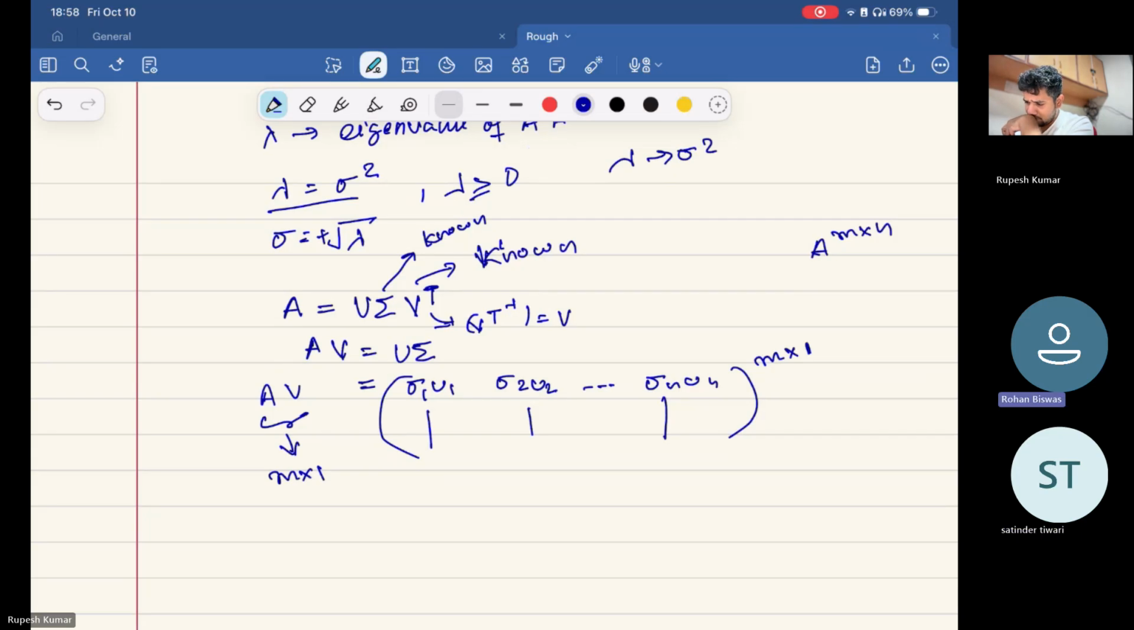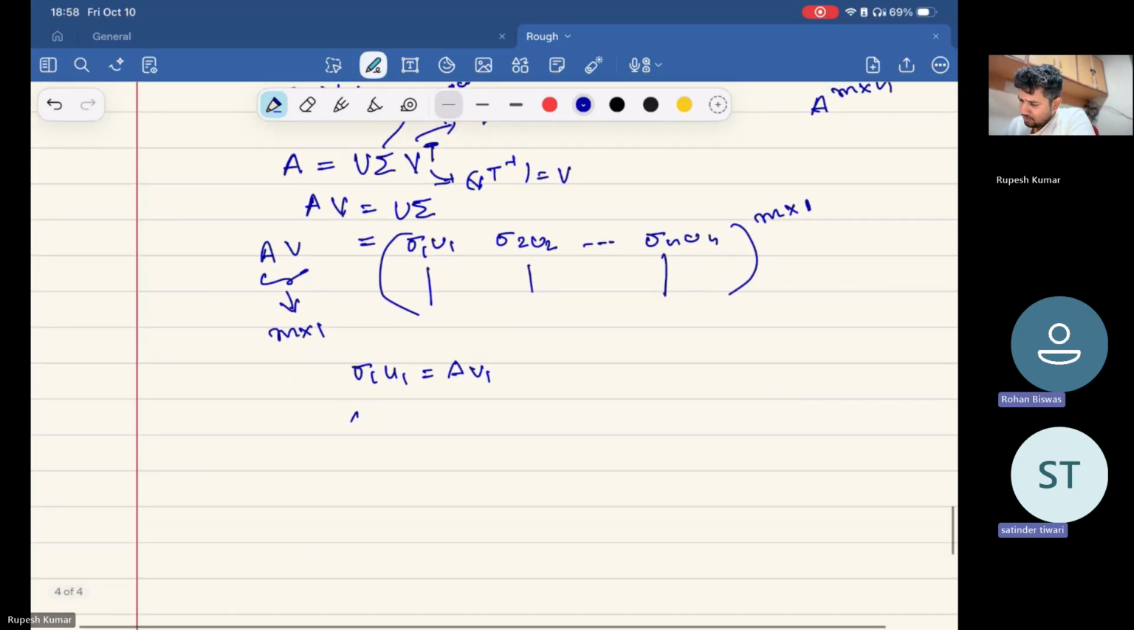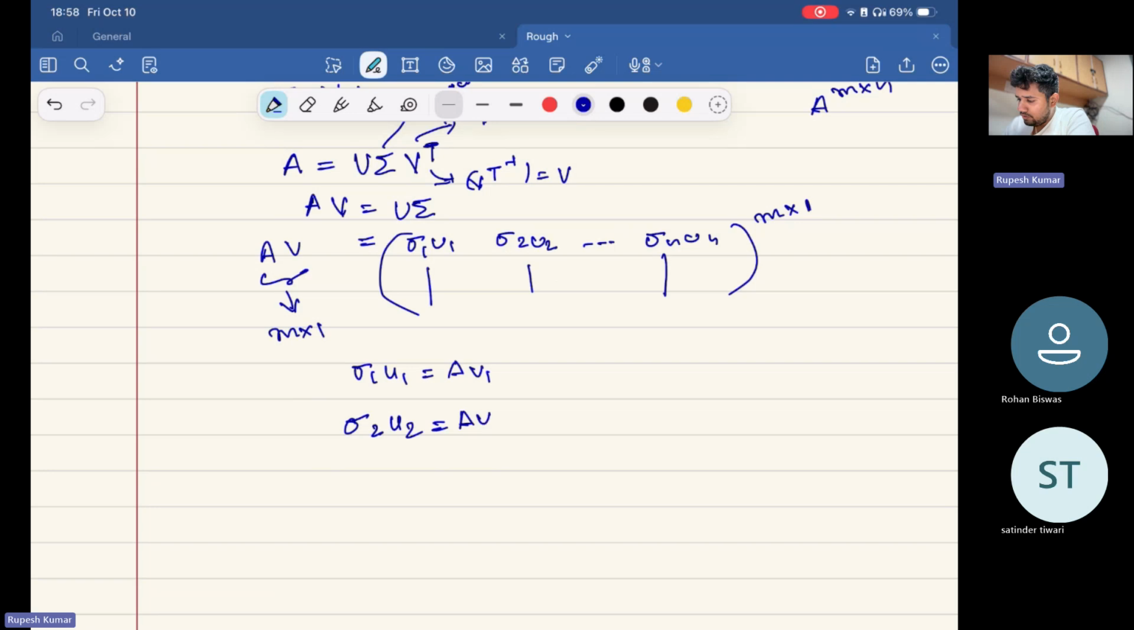I don't think it is needed. Because on both sides you have N columns, that gives you the exact equation you stated: sigma 1 U1 equals AV1, so just dividing by sigma 1 you can get U1. Sigma 2 U2 equals AV2, and so on, sigma n Un equals AVn. Can you always do this? Yes, sir. So what is the problem in this?